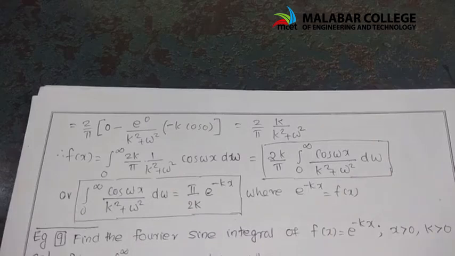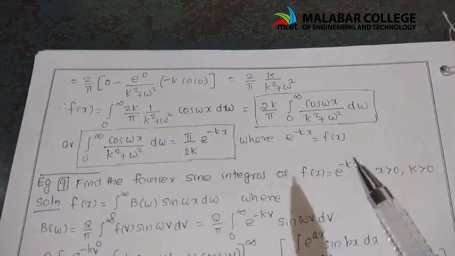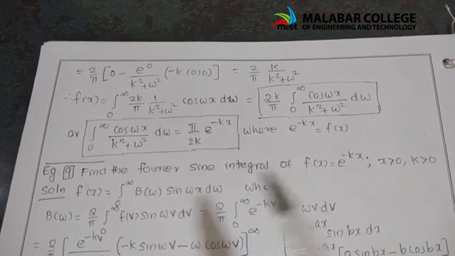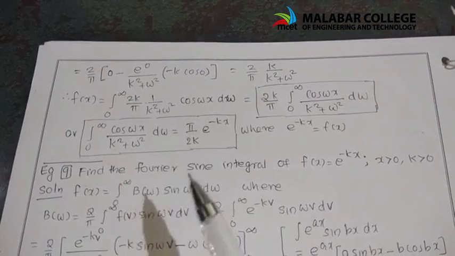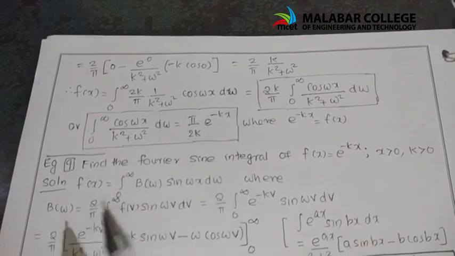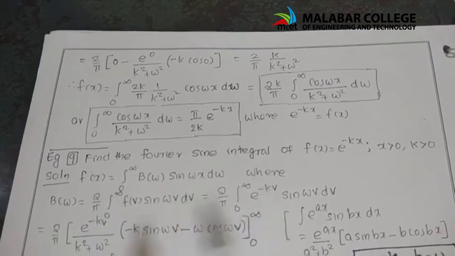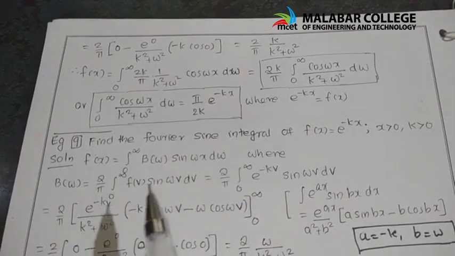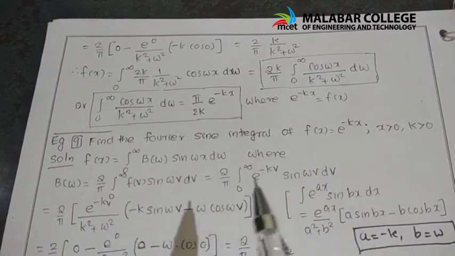Next question: I have to find the Fourier sine integral of f of x equal to e raised to minus kx. It is the same question, but with sine instead of cos. We take the sine integral formula, which is the integral of b omega sin omega x d omega, where b omega equals 2 by pi integral of f of v sin omega v dv, and f of v is e raised to minus kv.